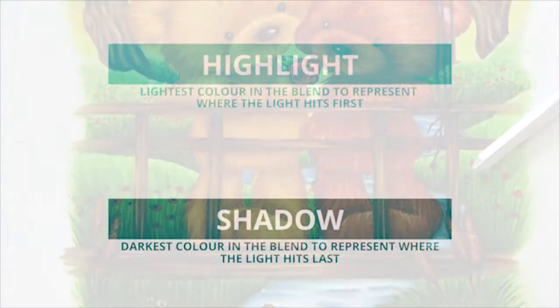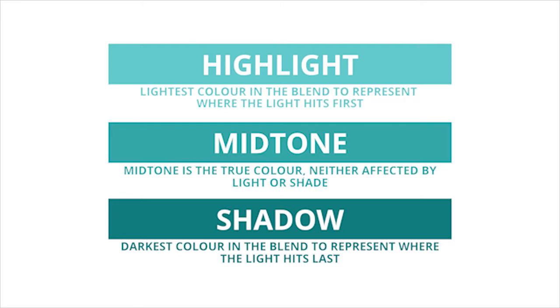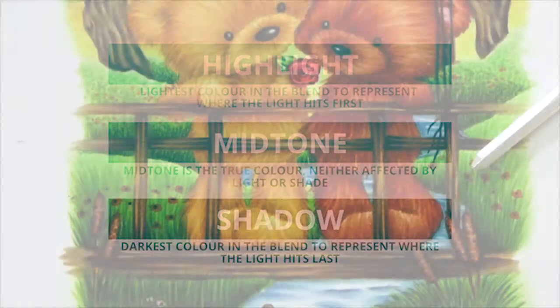The opposite of that is your shadow. So shadows are parts that are further back or curving or slanting away from the light. So they get the light rays last. Now, in between highlight and shadow, you have midtone. And midtone is the true color of the object because it's not affected by light or shade.